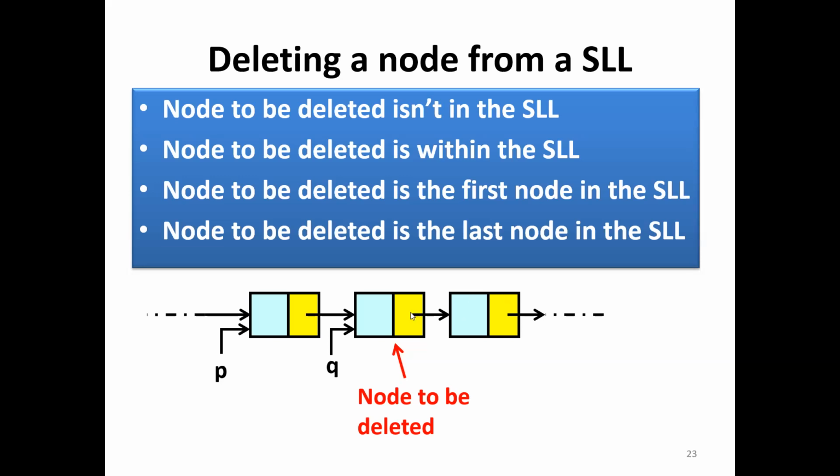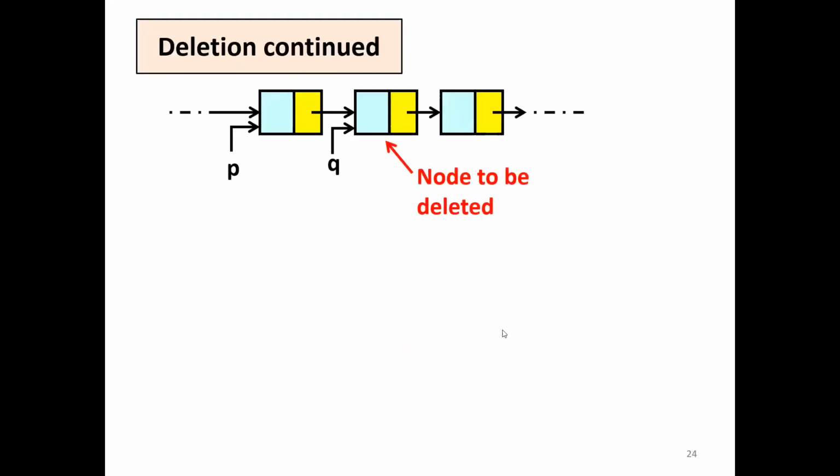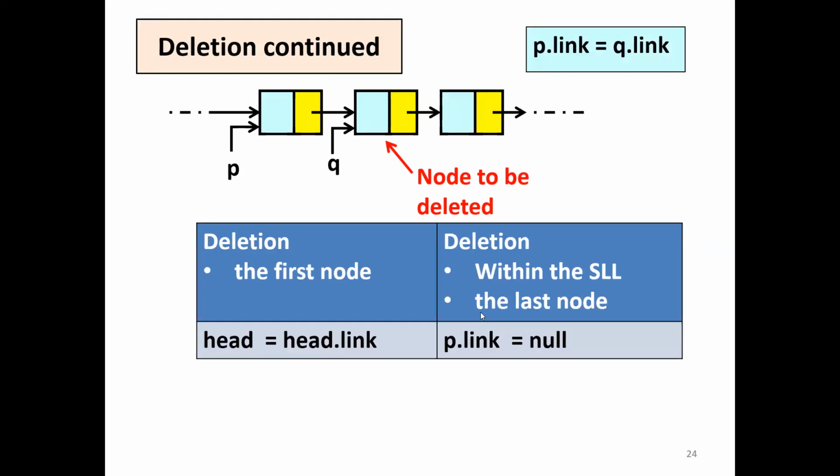What we can do is to get this part, which is the reference component of the node that we want to delete, and assign it to the reference component of the node that is behind it. So to do that, we have the link of Q assigned to the link of P, and this node will be deleted.